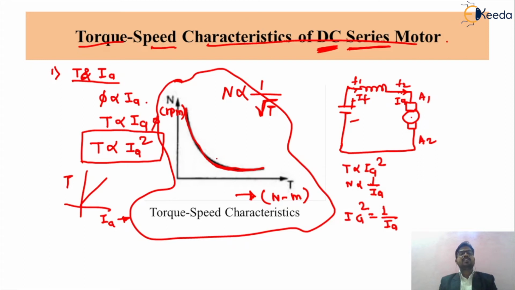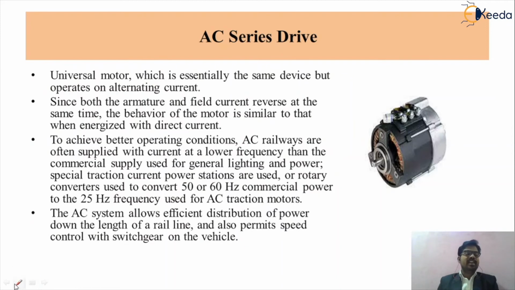So friends, from these torque speed characteristics, we get the fundamental point that the motor can produce a high starting torque for a small amount of current. Hence, it is suitable for traction drives, which demand a high starting torque. That will be the basic torque speed characteristics of a DC motor while selecting a motor for traction purposes.